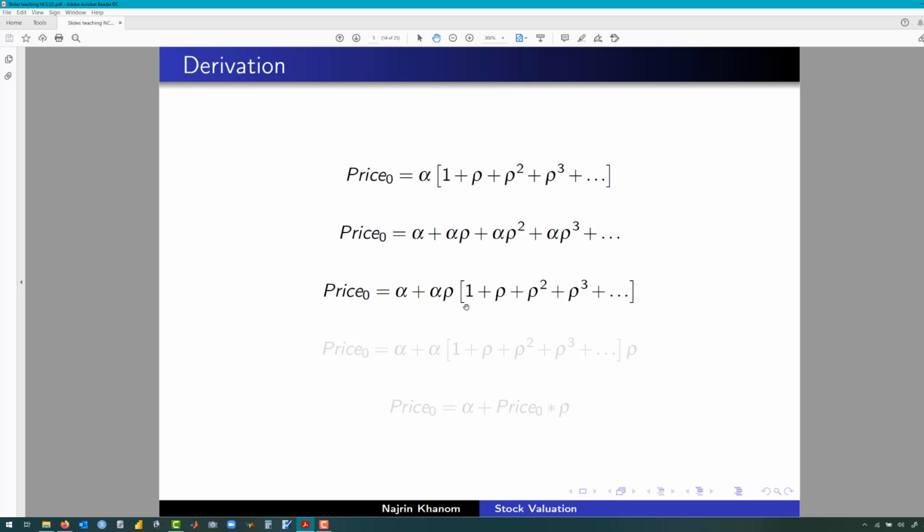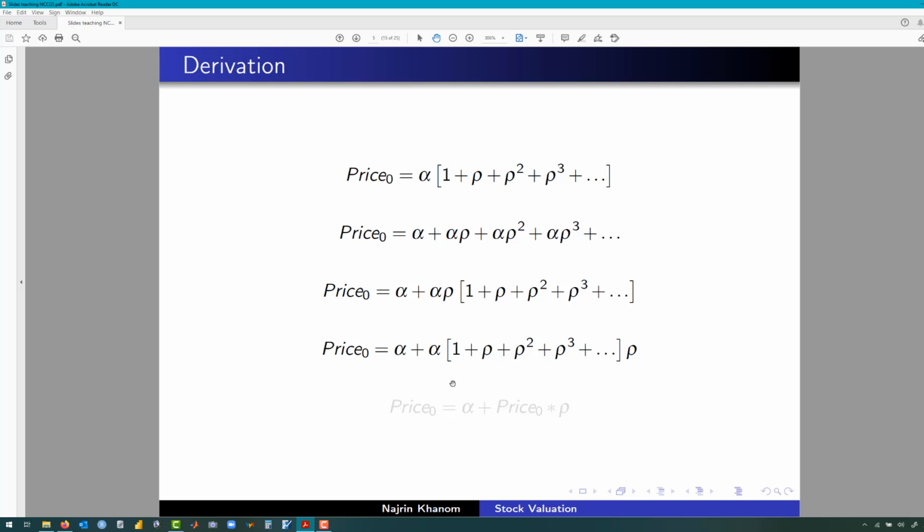Okay. Let's rewrite this. Let's bring the rho to the other side of its multiplication, so it doesn't matter. 1 times 2 times 3 will give you 6. 3 times 2 times 1 will also give you 6. So the order for multiplication does not matter, so we'll just bring the rho to the other side.